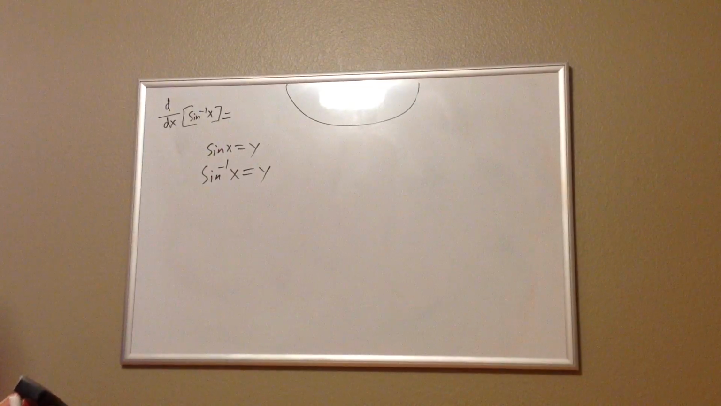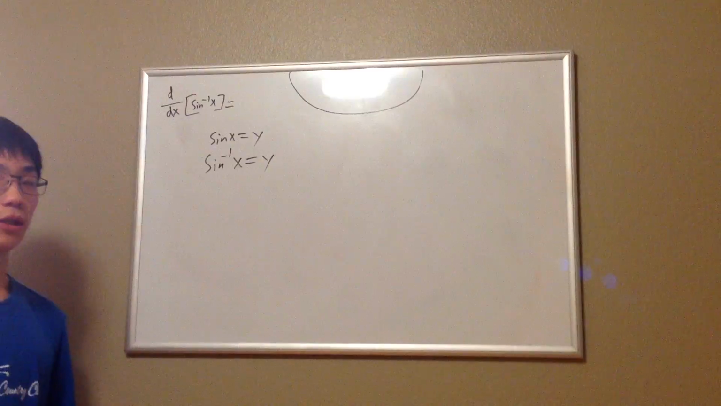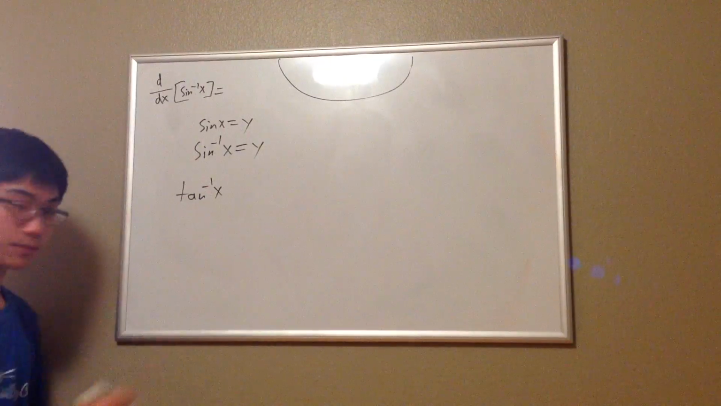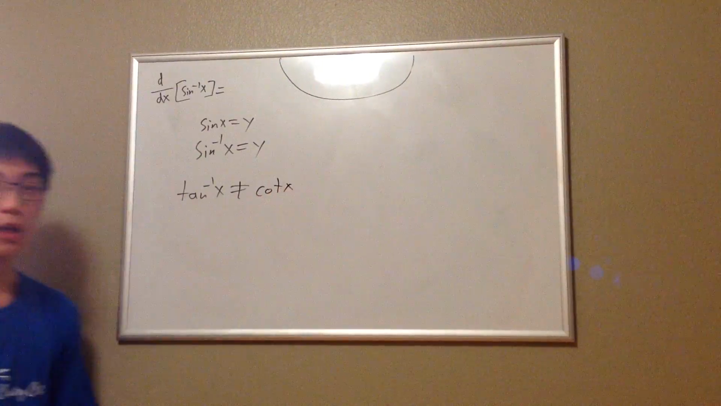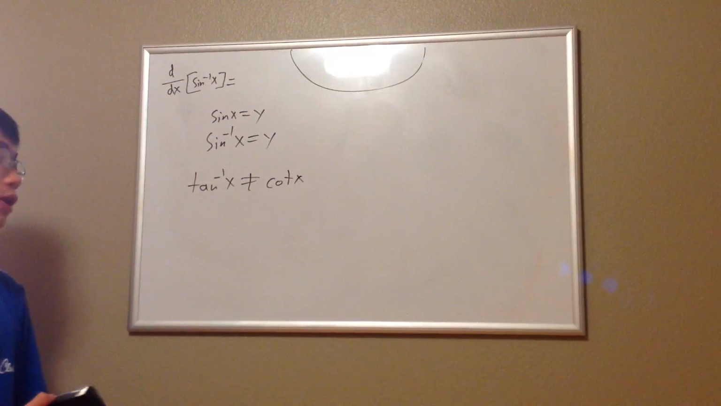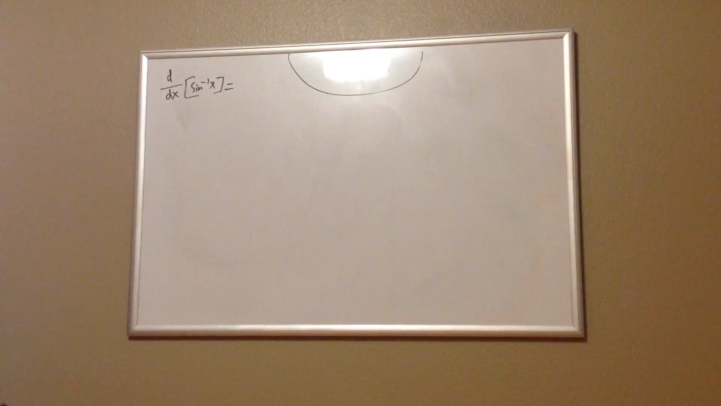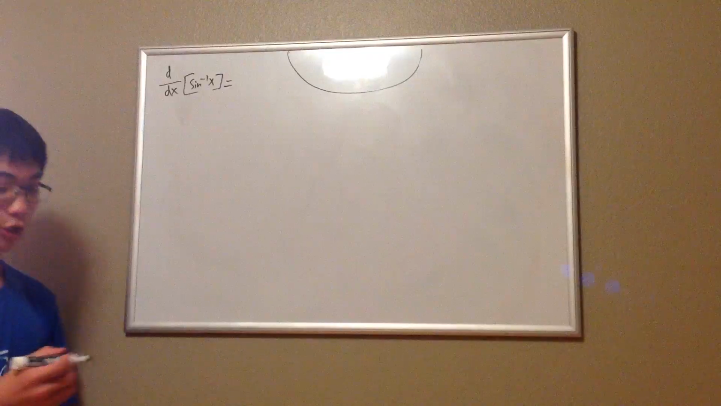Now, a common mistake is to confuse inverse trig relationships with reciprocal trig relationships. For example, arctangent of x does not equal cotangent of x. If you mix these up, you will not find the correct derivative when working with inverse trig expressions, no matter what. So you have to remember the distinction between reciprocal and inverse trig relationships.